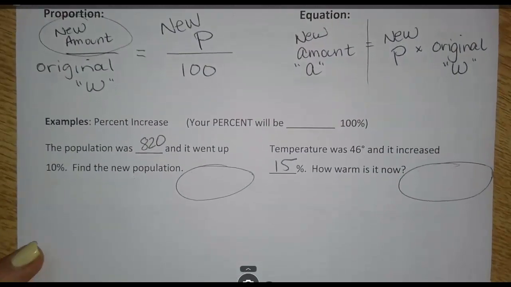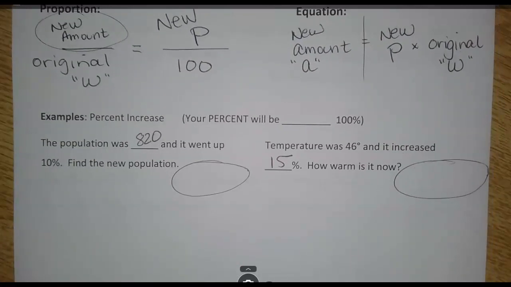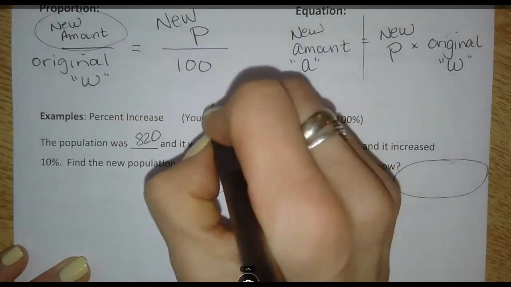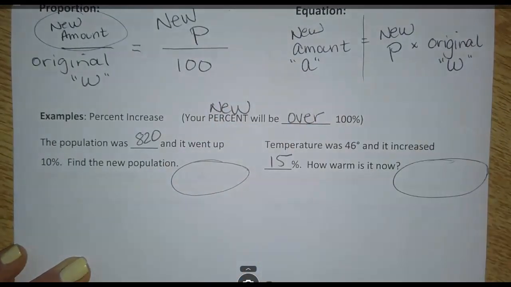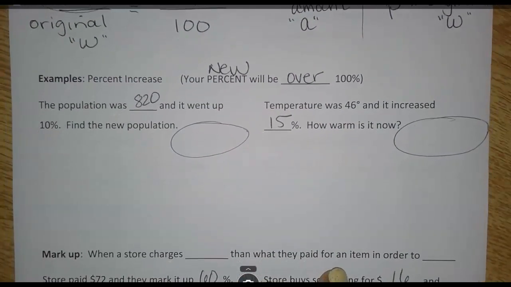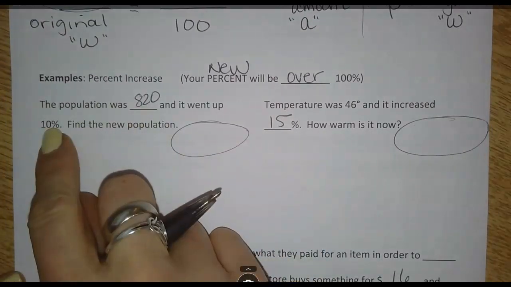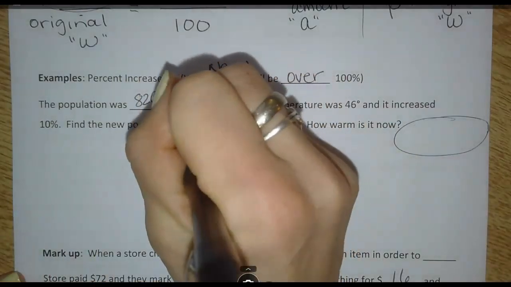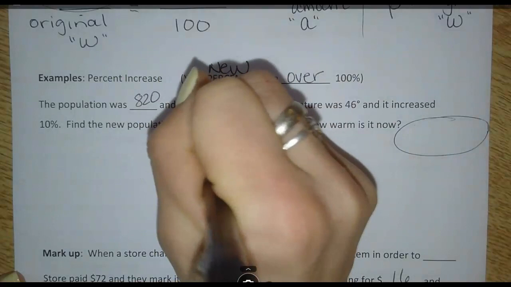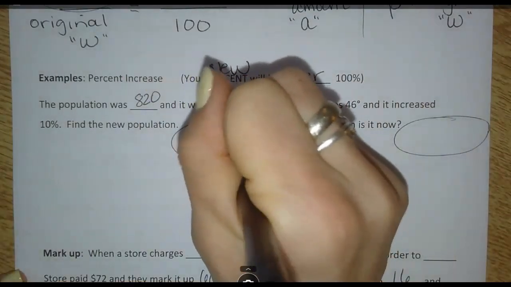Percent increase. So it starts as something and then it increases by a certain percent. Well, that means my new percent is going to be over 100%. It went up over 100% because it increased. So let's say the population was 820 and it went up 10%. Find the new population. Well, let me think about my new P. If it was 100% and it went up 10 more, now I'm doing 110%.